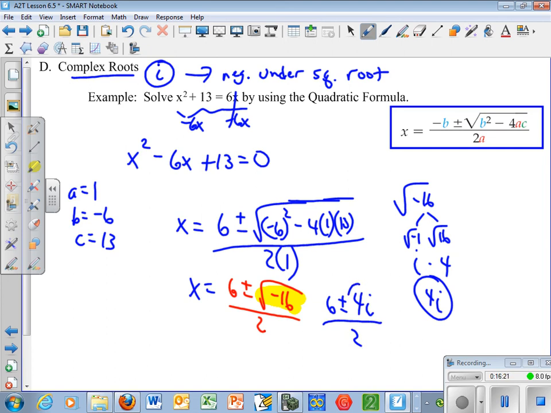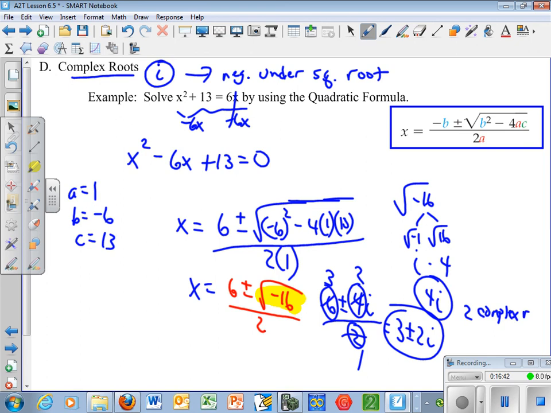And if you can reduce with these 3 numbers, you need to do it. 2 is a common factor, goes in there once, in there twice, and in there 3 times. So this is 3 plus or minus 2I. So it's 3 plus 2I, 3 minus 2I. Those are two complex, so they're not real anymore because they have I on them, 2 complex roots. So when they say state the kind and number of solutions, 2 complex roots.